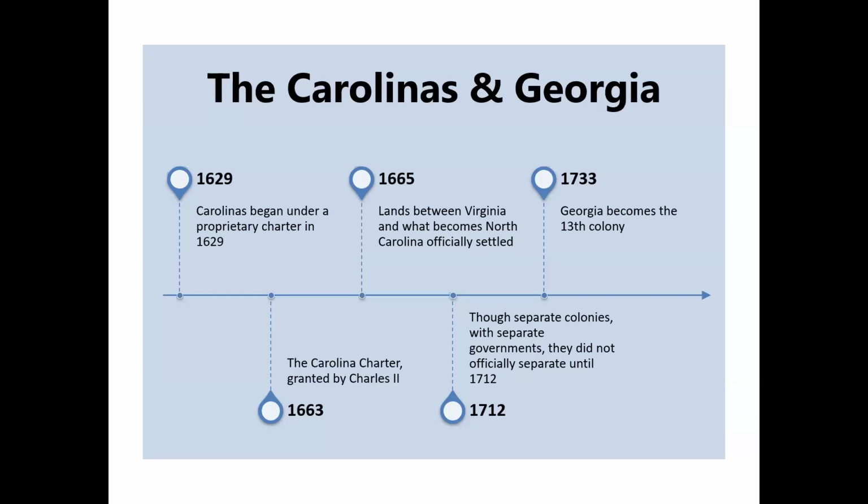The important thing to know about the Carolinas is that although they were separate colonies with separate governments, they did not officially separate and become North and South Carolina as we know them later on in the 1700s until 1712. And Georgia is the late one to this whole party. It became our 13th colony in 1733.